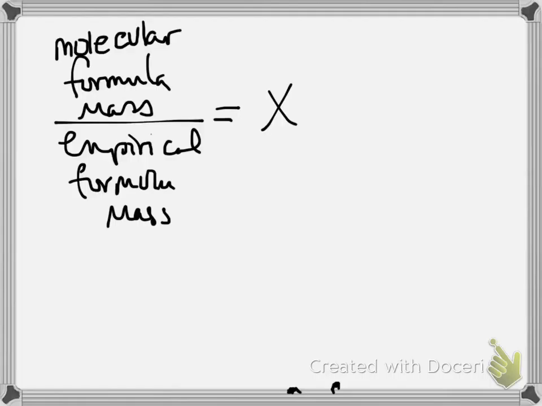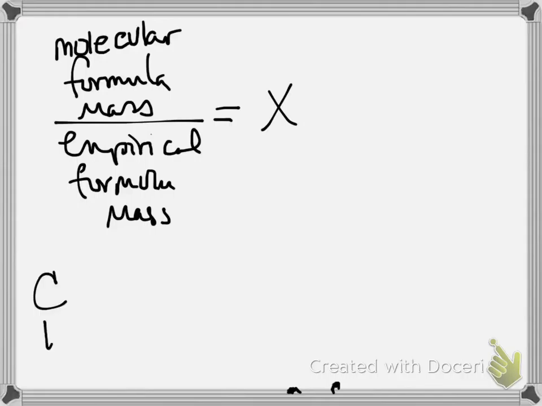a lot more complex skills on top of the simpler skills and we've mixed them all up. So, a compound with empirical formula of CH2 has a molar mass of 28.062 AMUs. What's its molecular formula? Here's what you have to remember. Molecular formula mass divided by empirical formula mass gives you your multiplier, and that's what's going to tell you what you need to multiply the subscripts by.